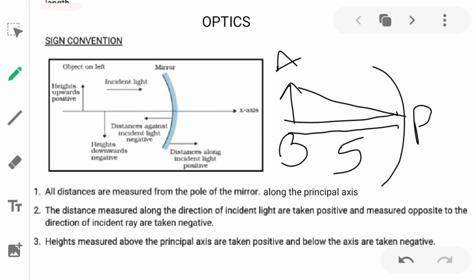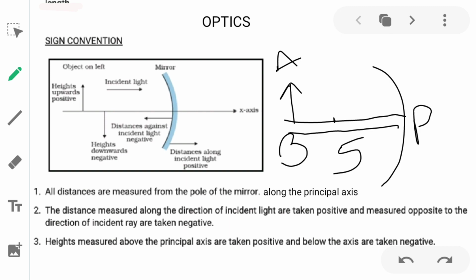The measurement has to be taken along the principal axis. Then, if the principal focus is here, so the distance from the pole to the principal focus is taken as focal length. Again, the measurement we are taking from the pole. So whether it is a object distance, whether it is a focal length, whether it is a radius of curvature, all the measurements have to be taken from the pole of the mirror along the principal axis.